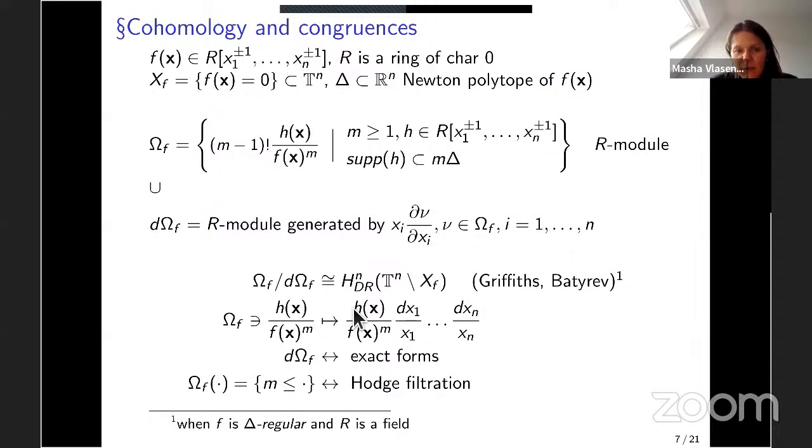And also let me mention that if we consider filtration on the module omega f by the order of pole, so when m here is less or equal than something, this is an increasing filtration. It corresponds to the Hodge filtration under this isomorphism with the middle de Rham cohomology. We will use this filtration.